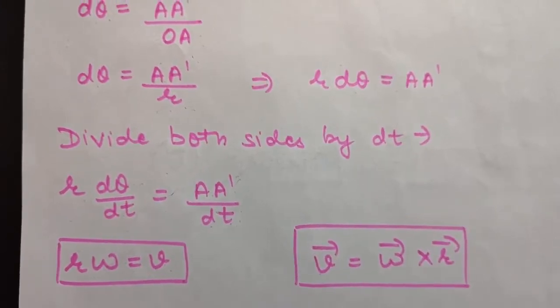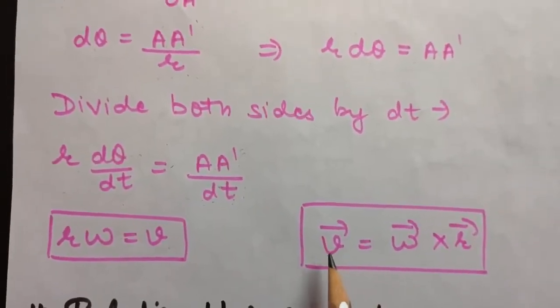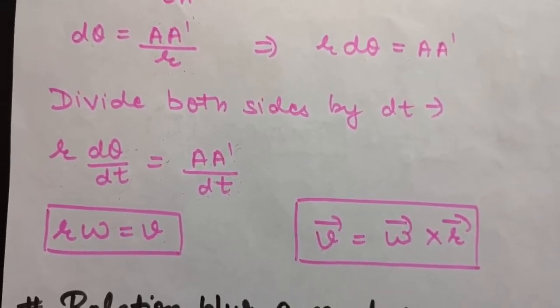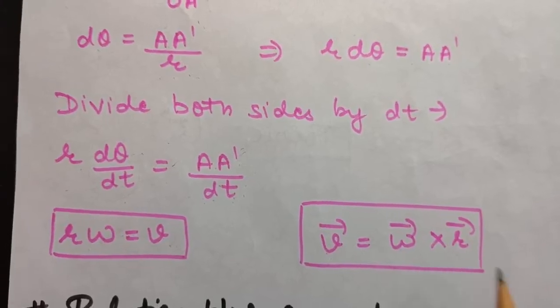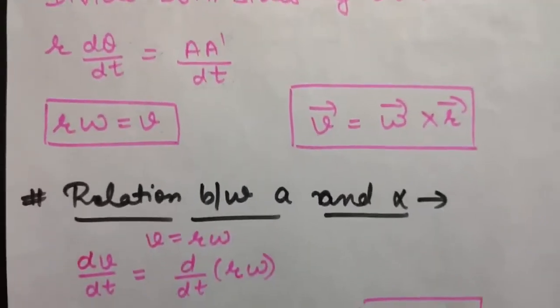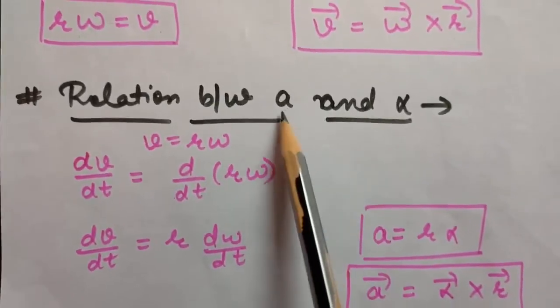Generally there is always a mistake in this. Students always write v is equal to r cross omega. That is wrong. Always remember v is omega cross r. Okay, now let us see a relation between angular acceleration and linear acceleration, that is a and alpha.